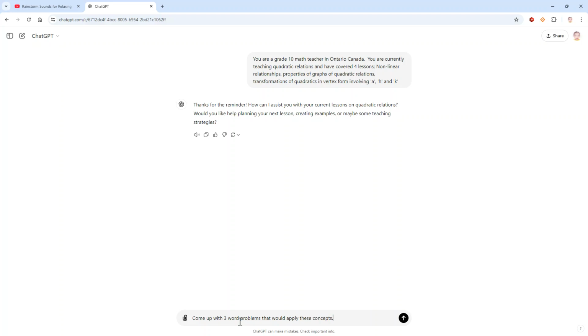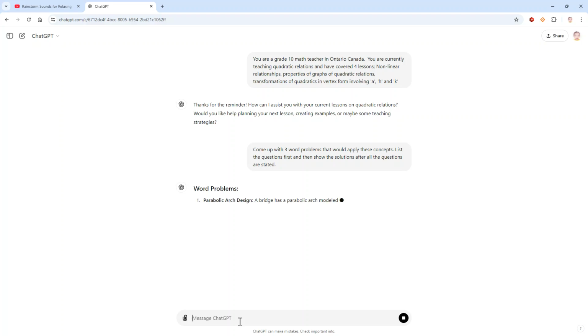Now I'm going to give it a little bit more detail because I want to make sure that it gives me the solutions, but I don't want to see the solutions right away because that'll ruin it for me if I'm trying to practice. So I'm going to say, list the questions first, and then show the solutions after all the questions are stated. Let's see what it comes up with.